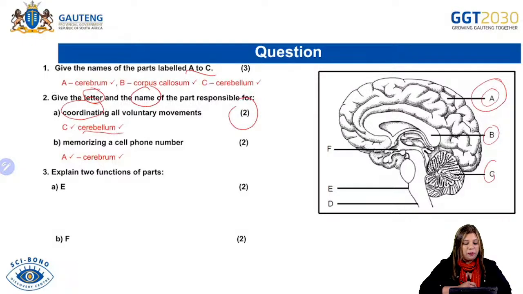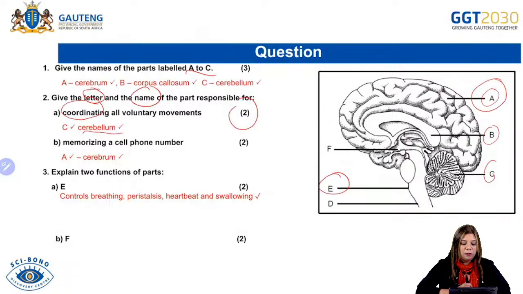So now it says, explain the two functions of part E. So there's E. What would be the function of that part? It controls breathing, peristalsis, heartbeat, and swallowing. We know that this is the medulla oblongata. It's obvious. Because remember, without this certain structure, we would not be able to survive. That is why when you're learning the function, learn this function first. Because it is the main function, and with that you can identify it. Because it's quite a popular question.